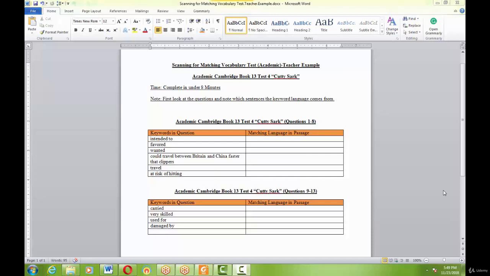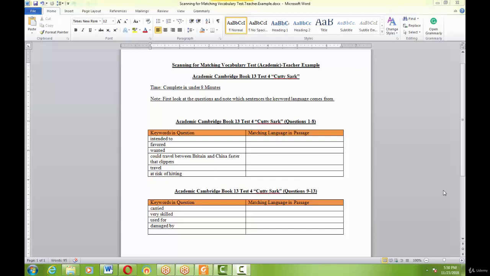All right, so what we're going to be doing today is practicing and learning how to scan for keyword language, how to scan for synonym language. Sometimes when you are scanning for the matching sentence, you have some really good keywords to help you find it. That might be a date, or a name, or the name of a country, or some scientific word, that makes it easy to find the matching sentence from the question to the passage.